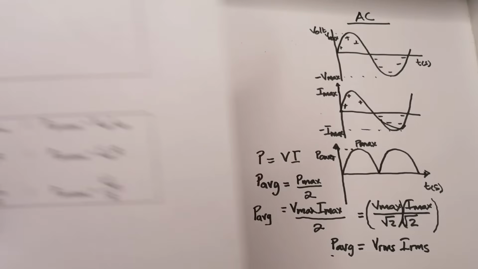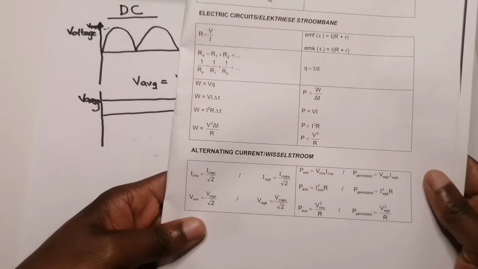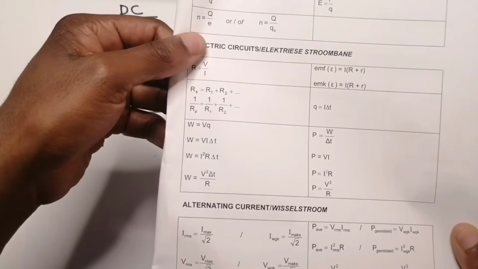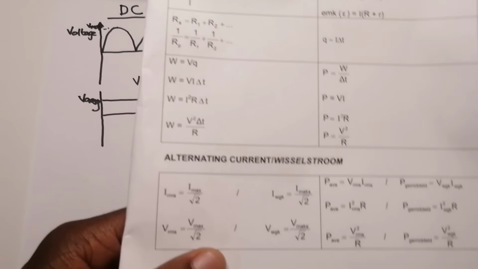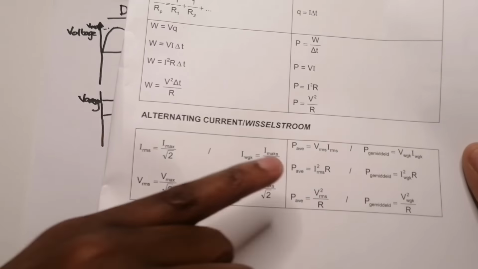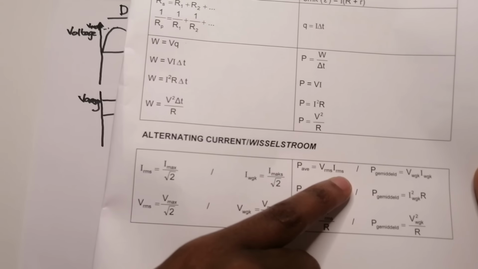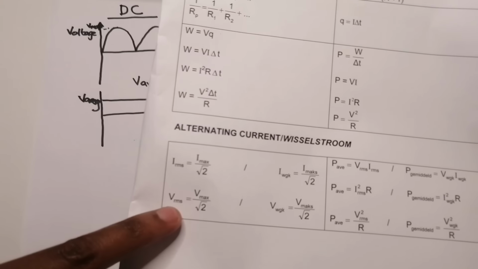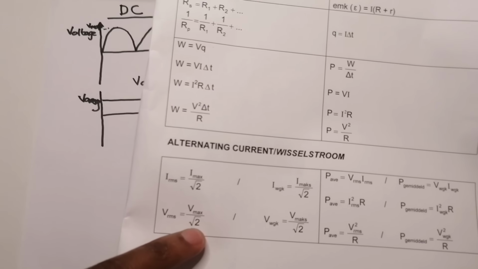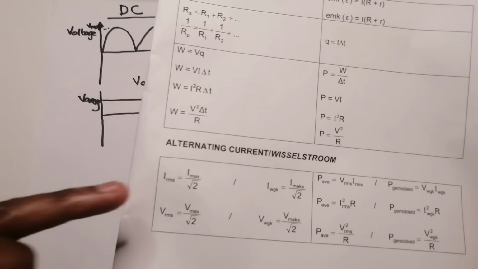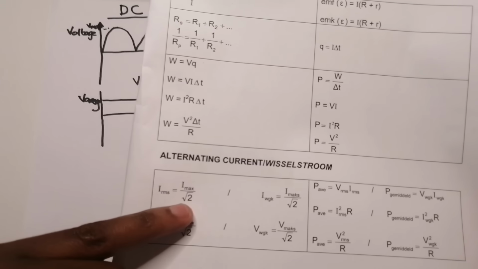I'm going to take a past exam question, all right? Can you see that? So you are given P average, VRMS times IRMS. But what is VRMS? VRMS is Vmax divided by root 2. What is IRMS? It's Imax over root 2.